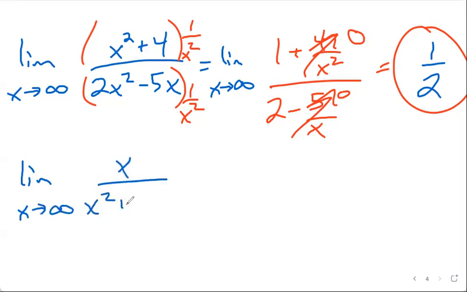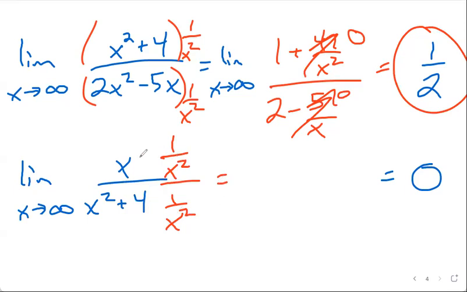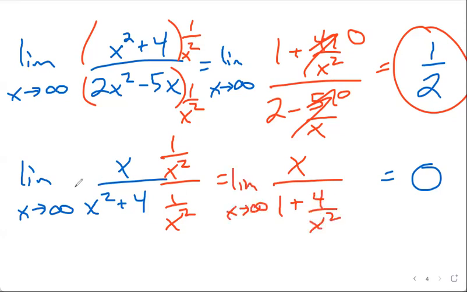If the bottom happens to be bigger, well, then it approaches 0. Same idea here. You multiply by the highest power of the denominator. And in this case, you get x over 1 plus 4 over x squared, limit as x goes to infinity. And in this case, it doesn't matter if it's plus or minus infinity. It doesn't matter here. Ultimately, what's going to happen is that goes to 0. You get 0 over 1, which goes to 0.